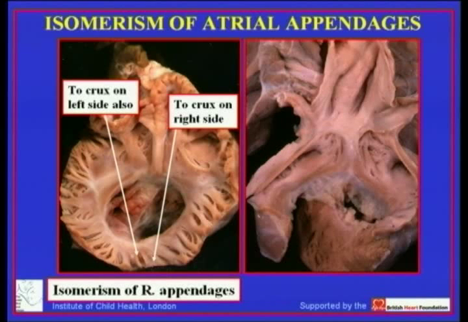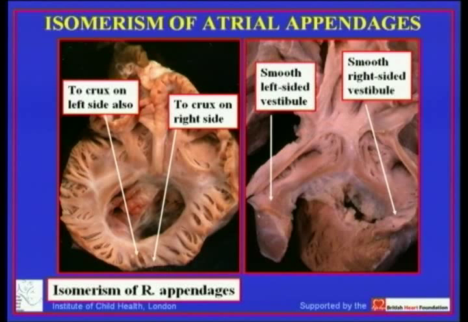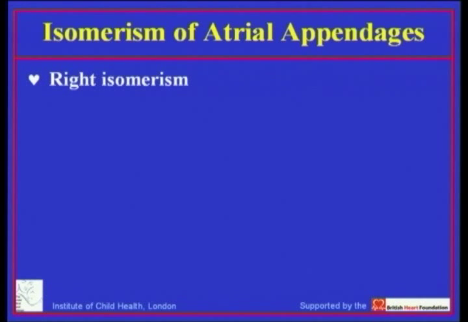The situation is more problematic in the other subset because, as Andrew has already told you, on occasions the pectinate muscles spill out of the tubular appendages. But when looked at carefully, we see that the posterior part of the right-sided vestibule is smooth, as is the most posterior part of the left-sided vestibule, and this is the situation which we describe as isomerism of the left appendages.